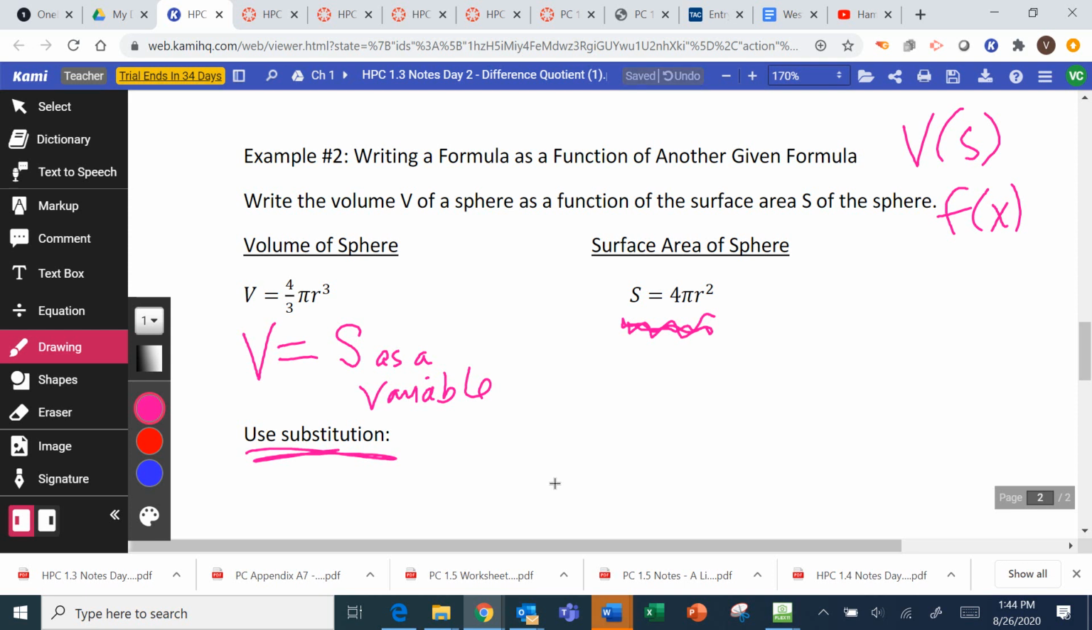So what we're going to do is solve the surface area for R. We're going to start there. We're going to solve it for R. So surface area, what am I going to do besides to solve it for R? Anybody know? Eden, do you know? Divide by 4 pi.